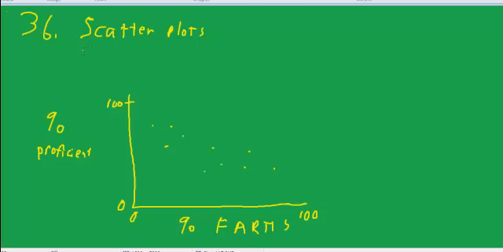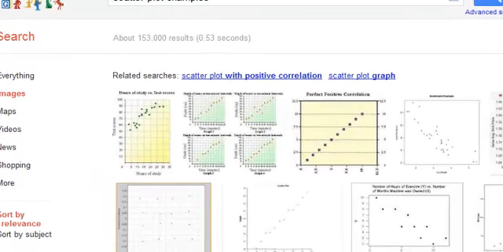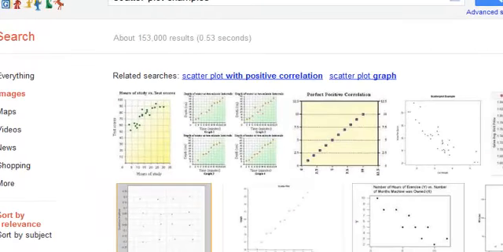Today's topic is scatterplots. Let me show you a whole bunch of scatterplots, and we'll come back to these in a little bit. This is all taken off Google Images, just searching for scatterplot examples, and again, I'll come back to that.